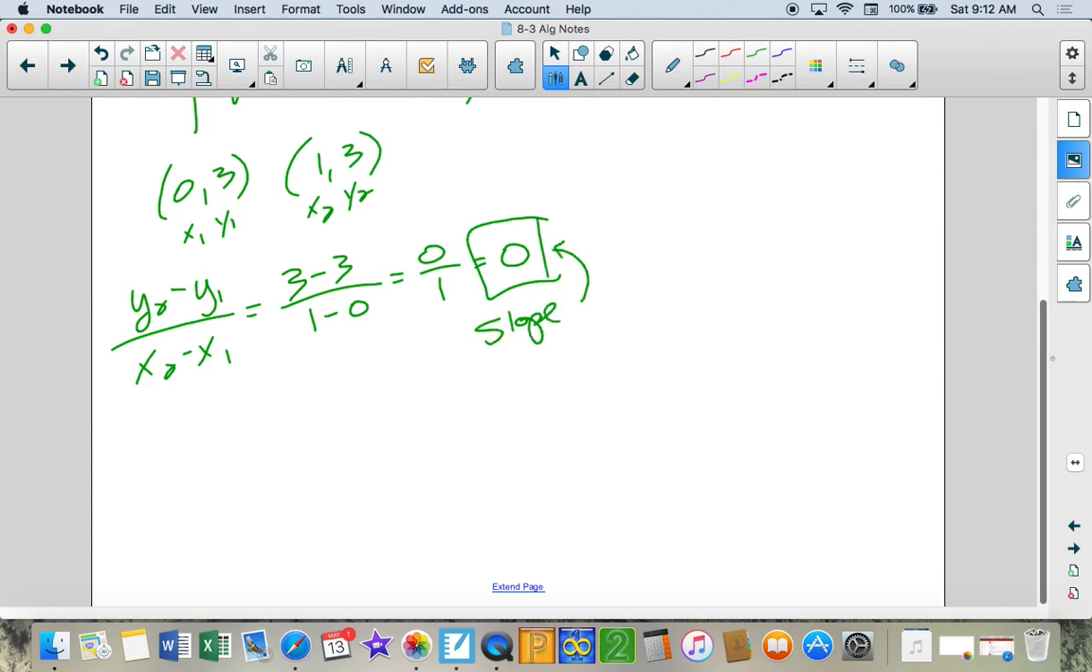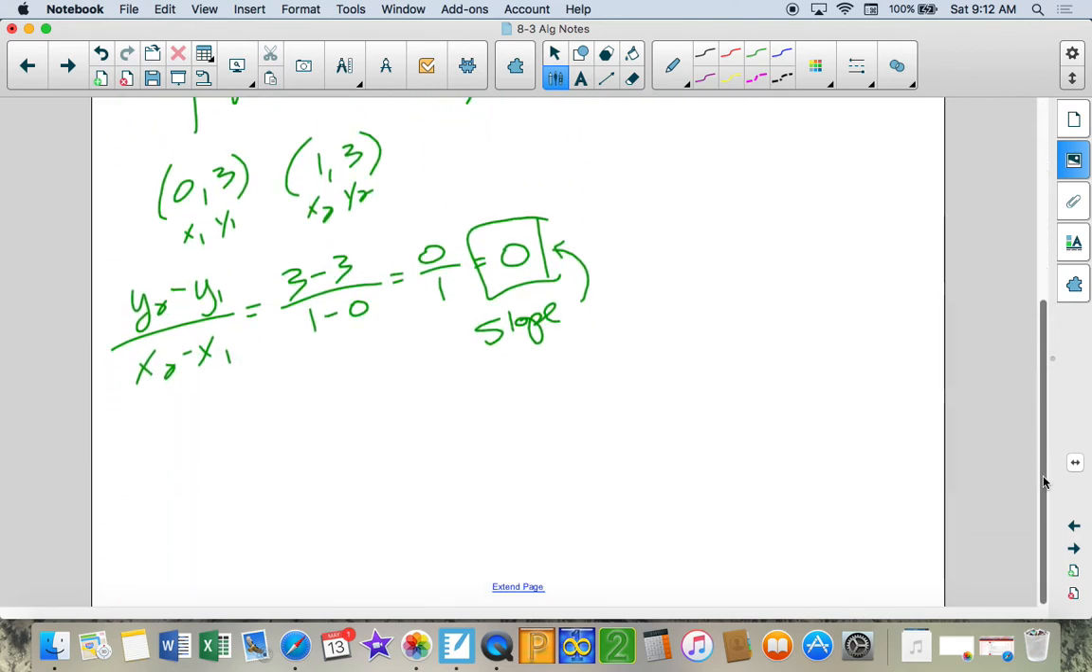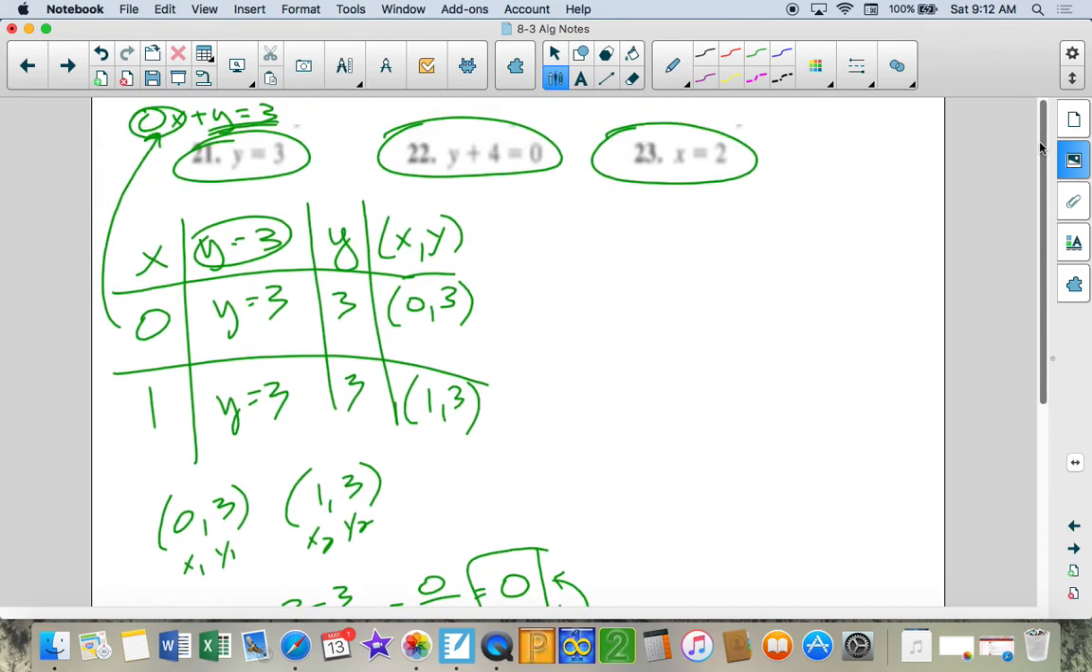Very important. So we know that this line, y equals 3, is going to cross the y-axis at 3. 1, 2, 3, and it's going to be a horizontal line. All horizontal lines have a slope of 0. Very important. Let's look at the last example. X equals 2.